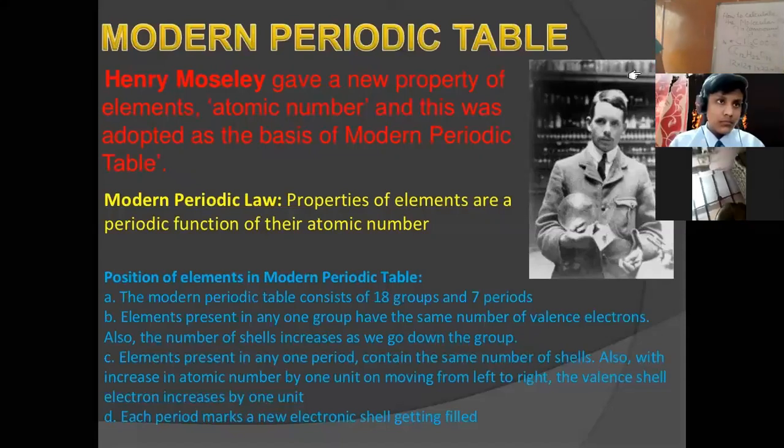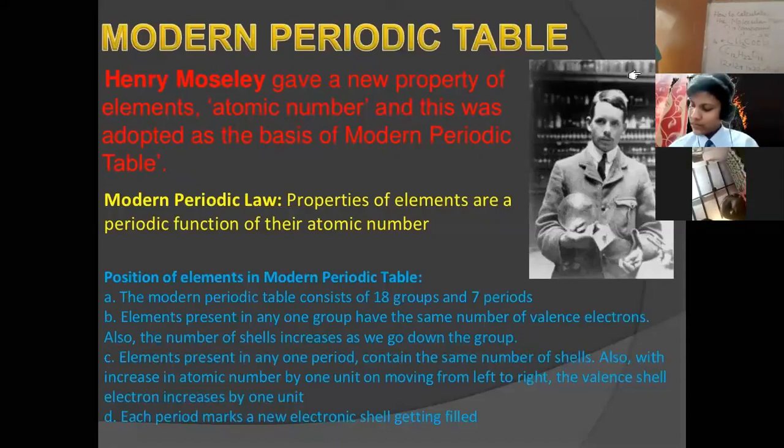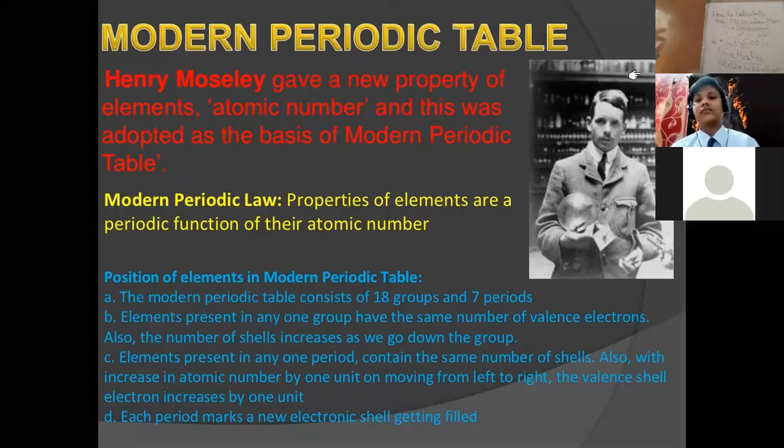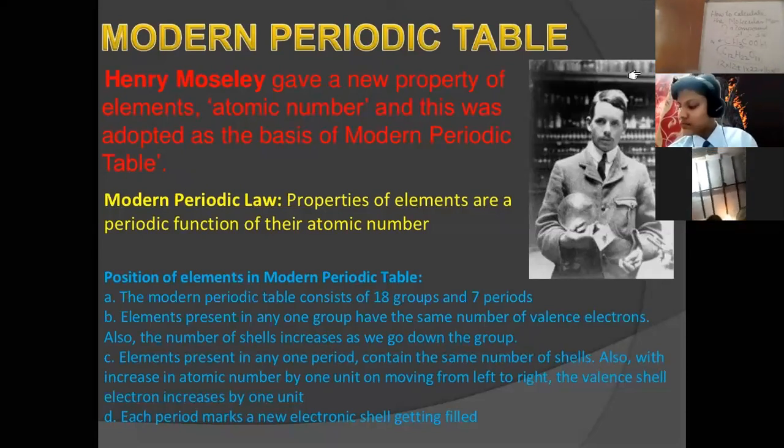The main principle which governed the modern periodic table was given by Henry Moseley, right? So it was devised by John Dalton, no doubt about that. But the main thing Henry Moseley said is that atomic number is more fundamental than atomic mass, and the modern periodic table should be based on the atomic number rather than atomic mass.